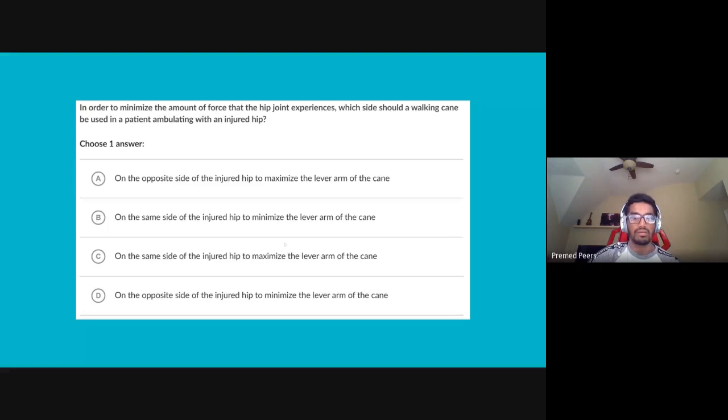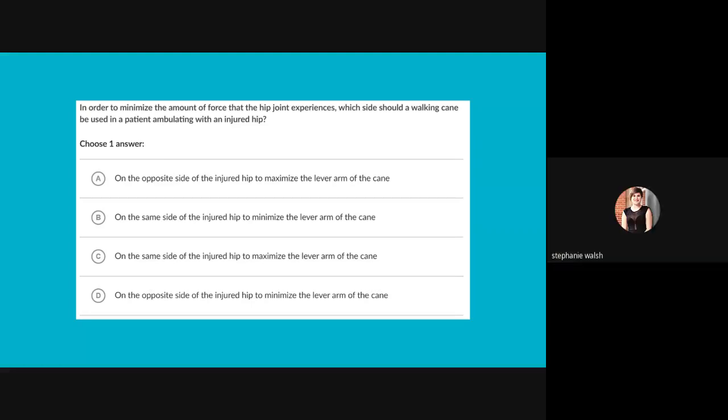All right. I believe this is the last question for this passage. Would anyone like to take a stab at this one? I think I put A.